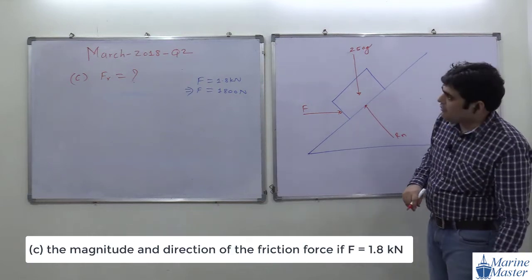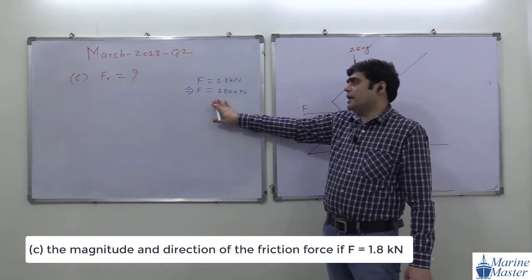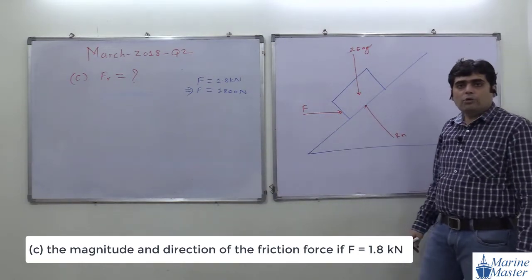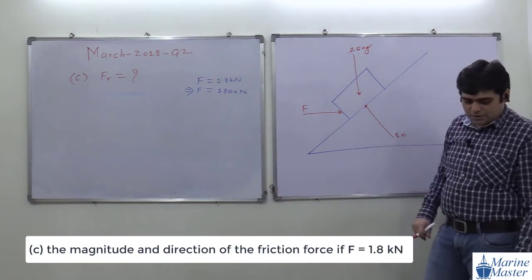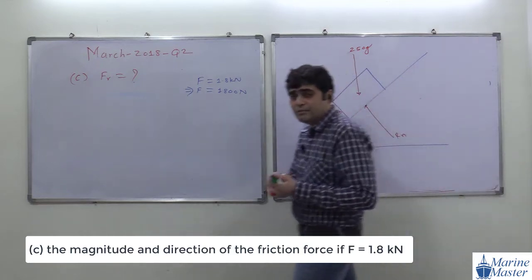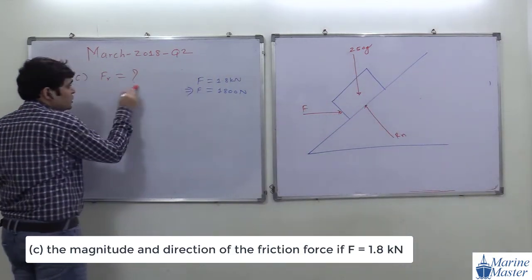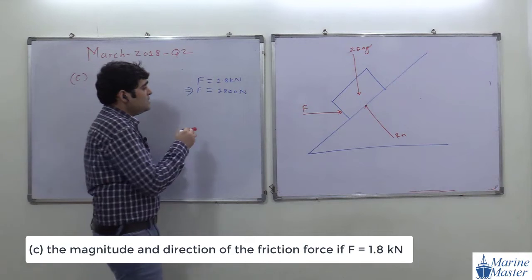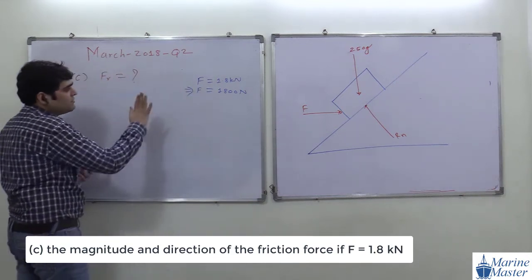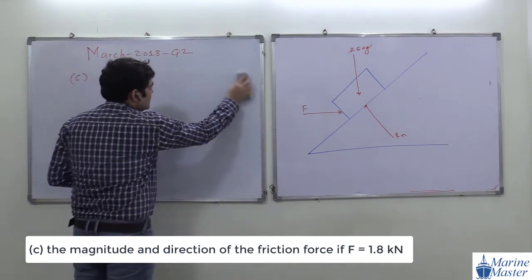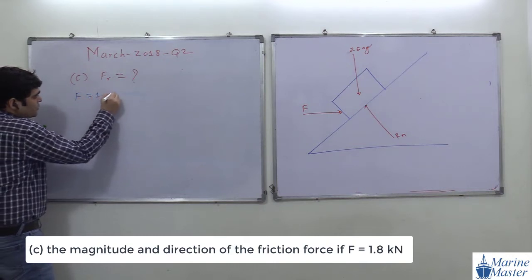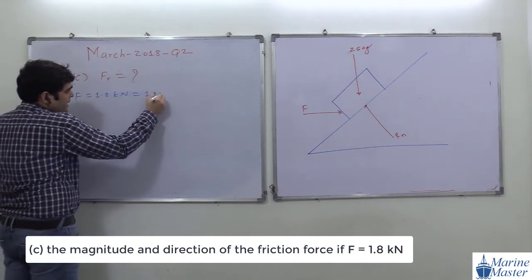Now our target is what? We have to find out the value of F. Sorry, we don't have to find out the value of F. We have to find out friction force Fr, and for that purpose they have given us the value of F. What is the value of F they have given us? 1800 Newton. 1.8 kilonewton means 1800 Newton.